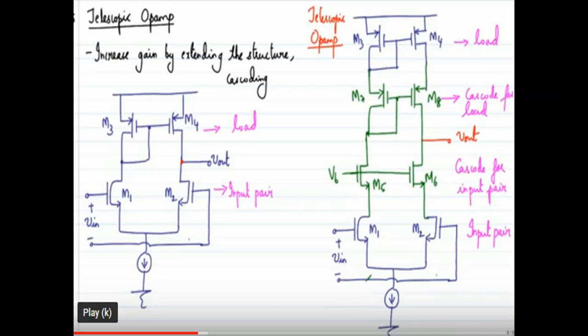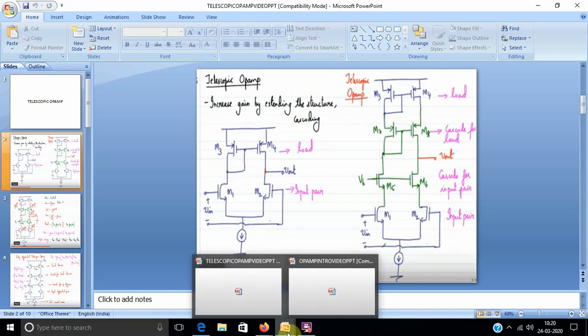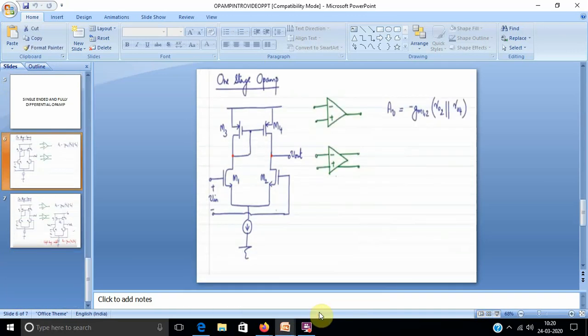Here we discuss the telescopic opamp, and the discussion starts from our previous structure. The previous structure is our single-ended opamp. From this structure we develop the structure for the telescopic opamp. The single-ended opamp structure is a differential amplifier with PMOS load.